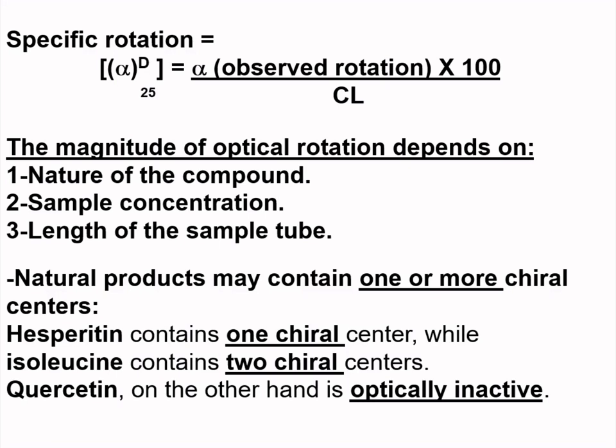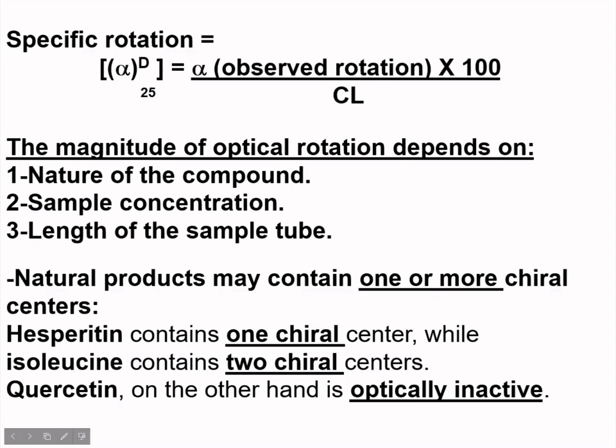The observed rotation is affected by the nature of the compound, the sample concentration, and the length of the sample tube. However, the specific rotation for a particular compound should be constant. It is a physical constant and helps in identification of optically active compounds. Natural products may have one or more chiral center. Hesperidin, for example, has one chiral center. Isoleucine has two chiral centers.